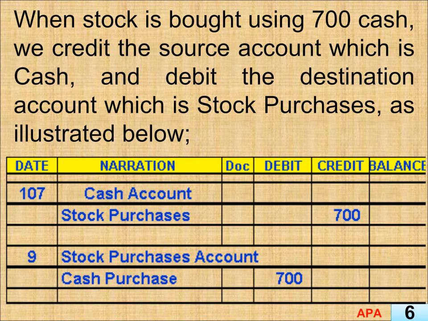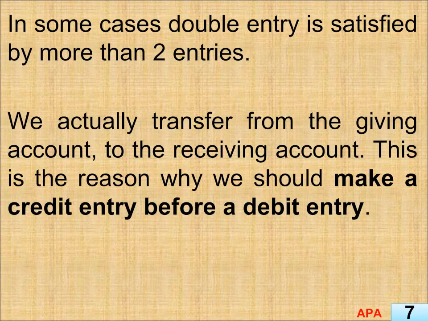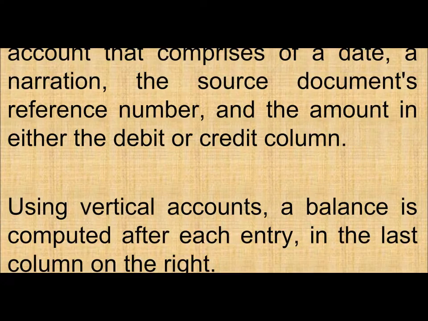When stock is bought using $700 cash, we credit the source account, which is cash, and debit the destination account, which is stock purchases, as illustrated below. In some cases, double entry is satisfied by more than two entries. We actually transfer from the giving account to the receiving account. This is the reason why we should make a credit entry before a debit entry.